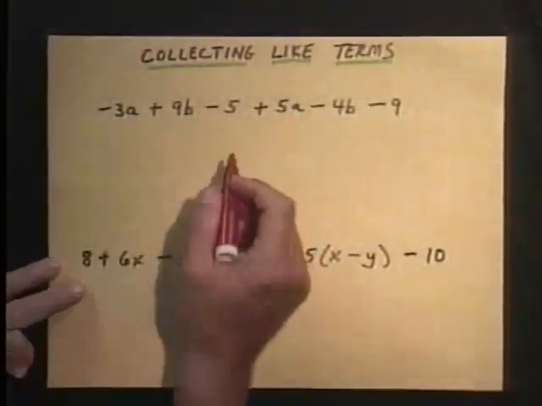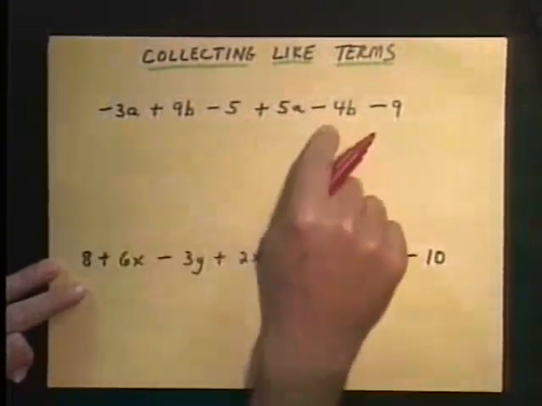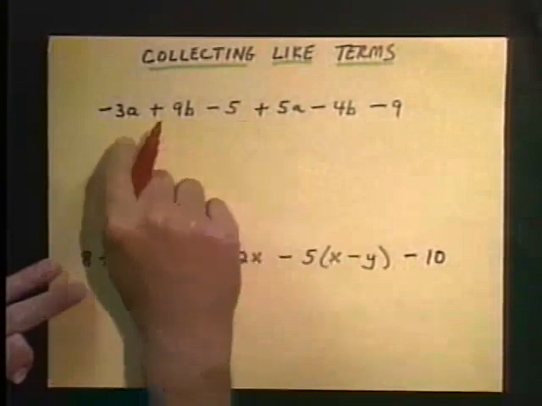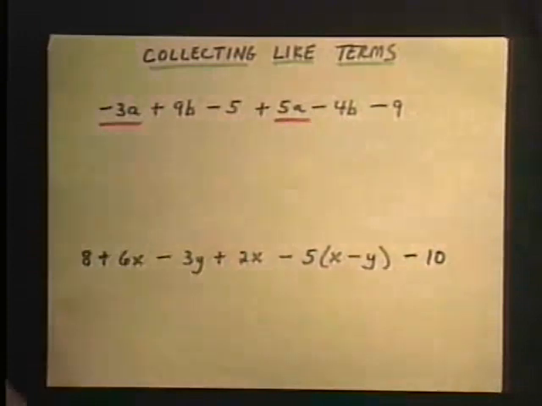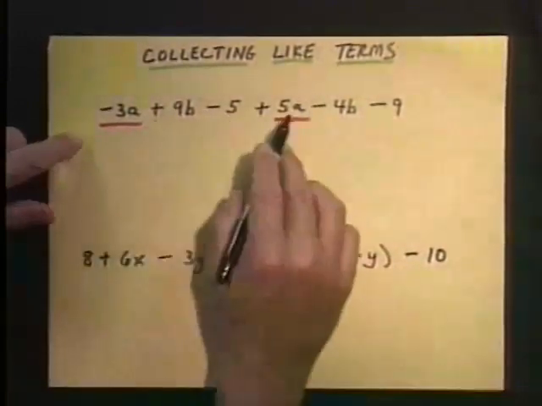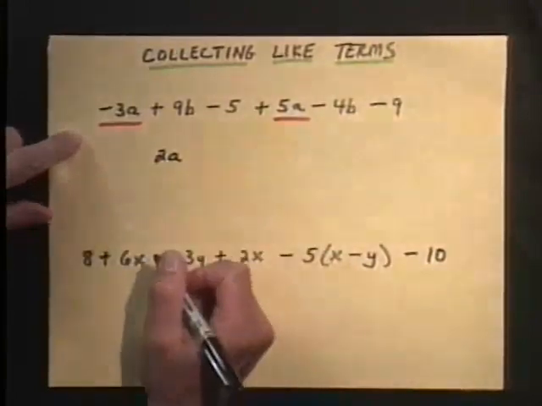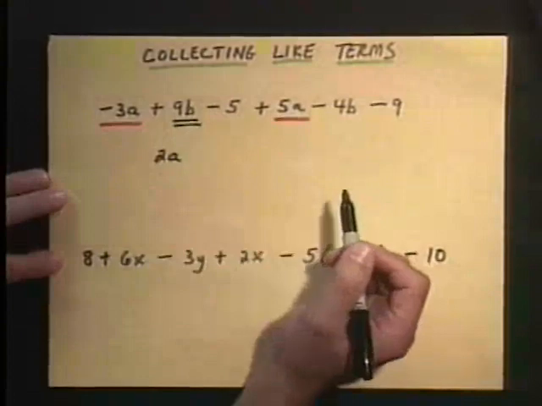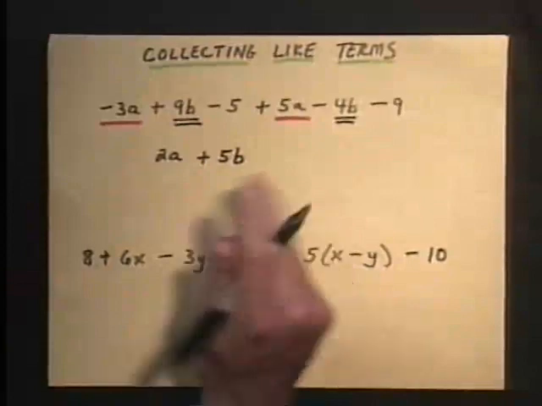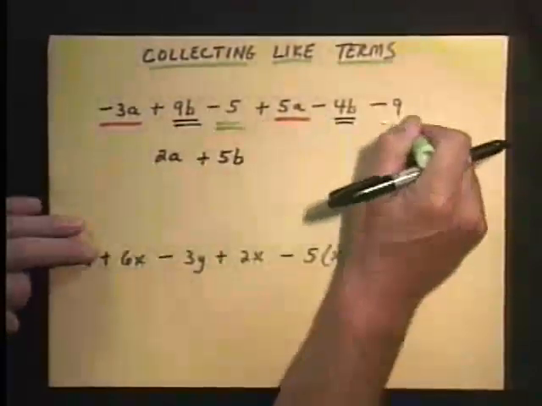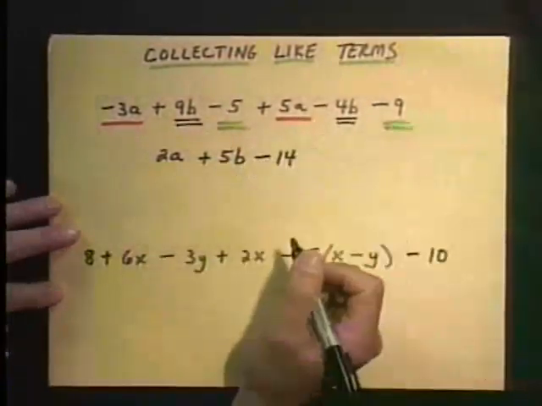In this, when we collect like terms, we're going to add our A's with our A's, B's with our B's, and numbers with our numbers. So like terms, same variables to the same power. I'm going to go ahead and underline the A's in red here, and we're going to end up with negative 3A plus 5A, different sign, subtract, sign of the larger number, positive 2A. For the B's, we've got 9B, I'll underline those twice, minus 4B, which gives us a plus 5B. And then the numbers in green here, we've got negative 5 and negative 9. Same signs, add, put the sign, is going to give us a negative 14 or minus 14 for the answer there.